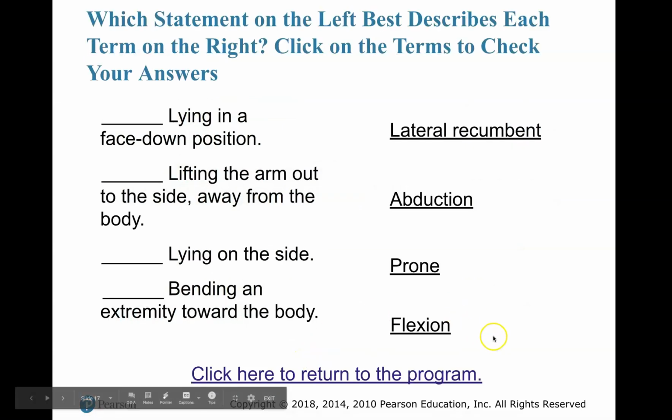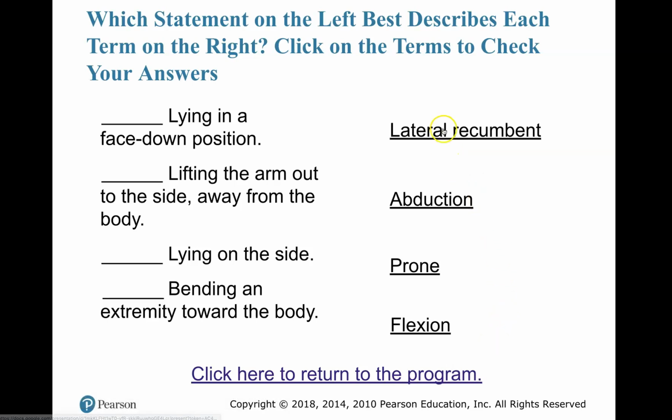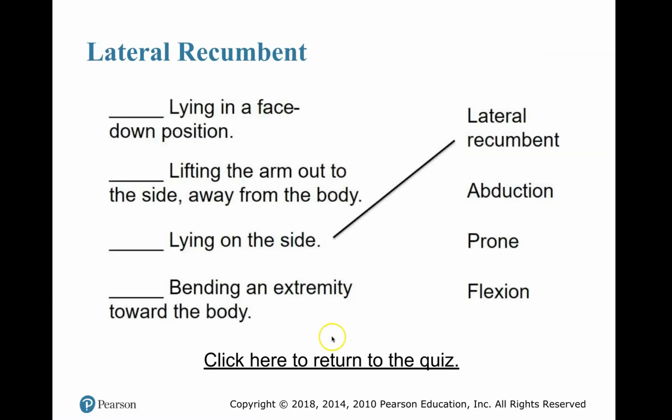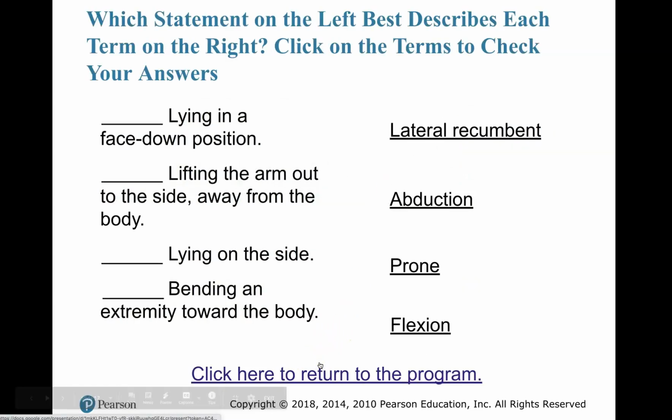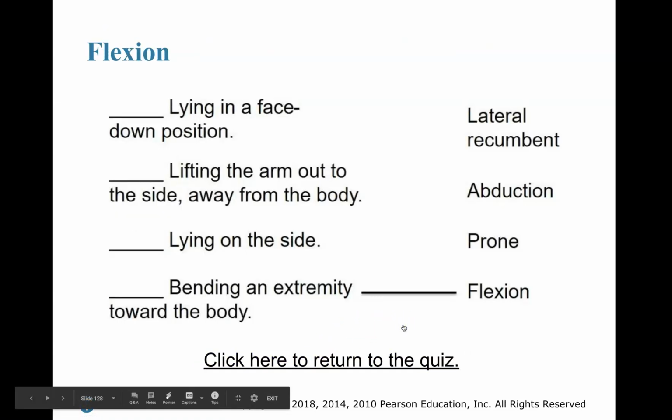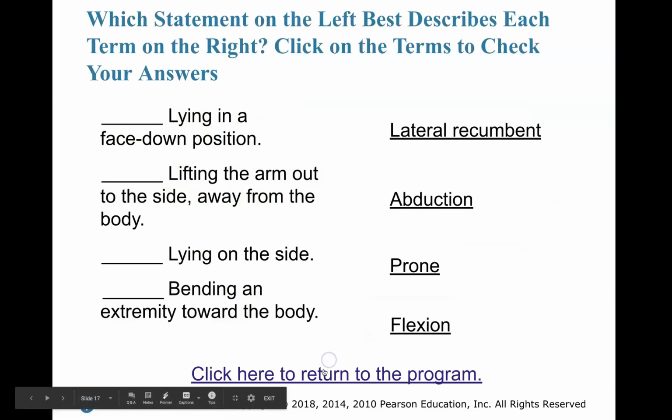Lying on the side. If you chose lateral recumbent, you would be correct. And bending an extremity toward the body obviously leaves us with flexion. Alright.